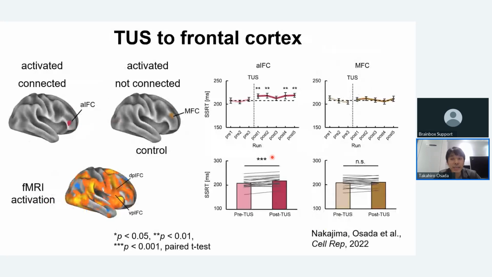Next, we examined the essentiality of AIFC, the identified area. Middle frontal cortex was also examined as a control, MFC. MFC showed task activation, but did not show structural connectivity with the anterior epithelium. TUS to the AIFC elicited the sustained SSRT increase before and after TUS. In contrast, MFC did not show disruption of task performance.